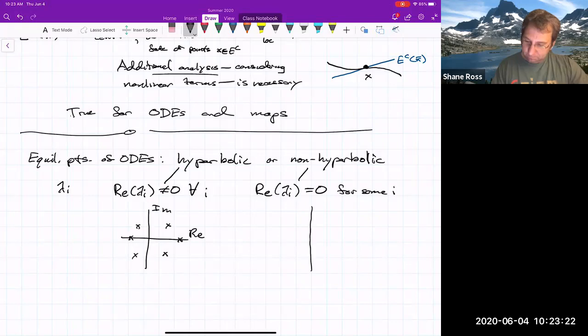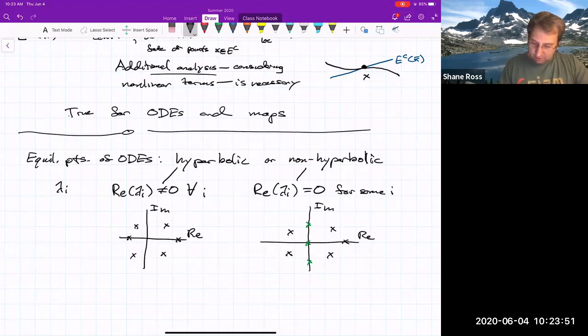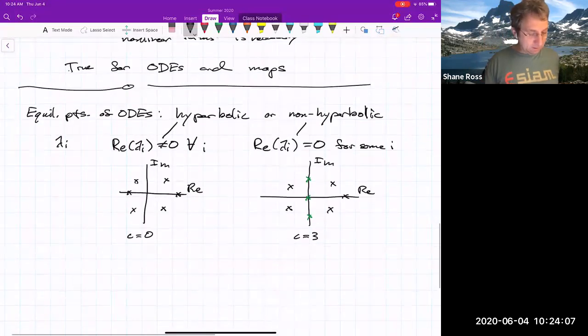So we could have something similar to what we've got over here on the right-hand side, but as long as you have even one point on the imaginary axis, which could mean a zero. In this case, we've sketched something that has 3 points. So really this is just, what's the dimension of the center manifold? Here, the dimension of the center manifold is zero. Here, the dimension of the center manifold is 3. So you could think of this as, it's hyperbolic if the center manifold has zero dimension, and it's non-hyperbolic if the center manifold has some dimension.